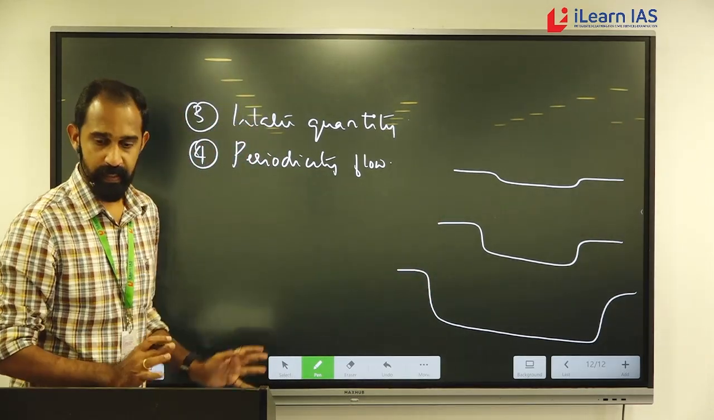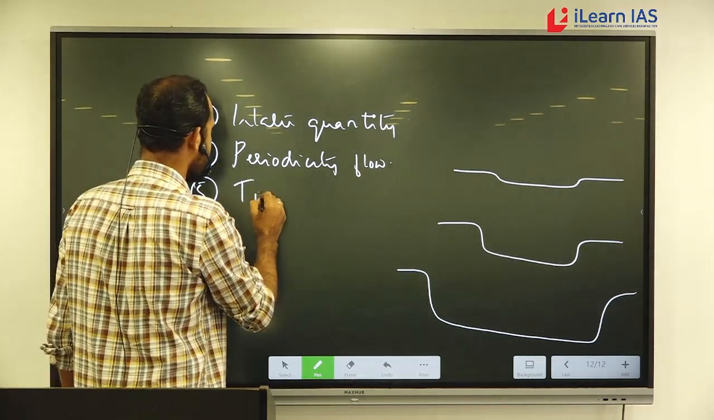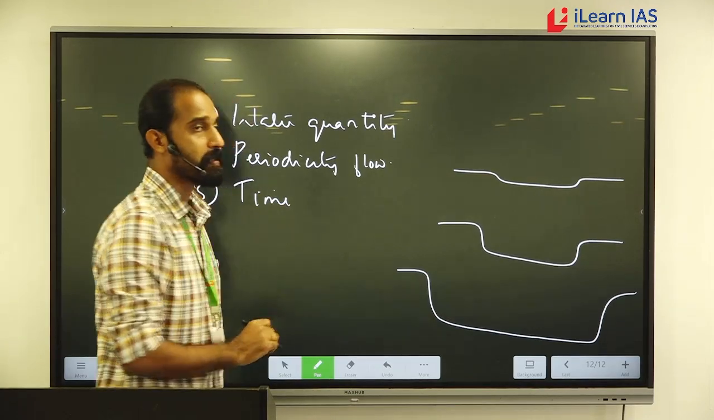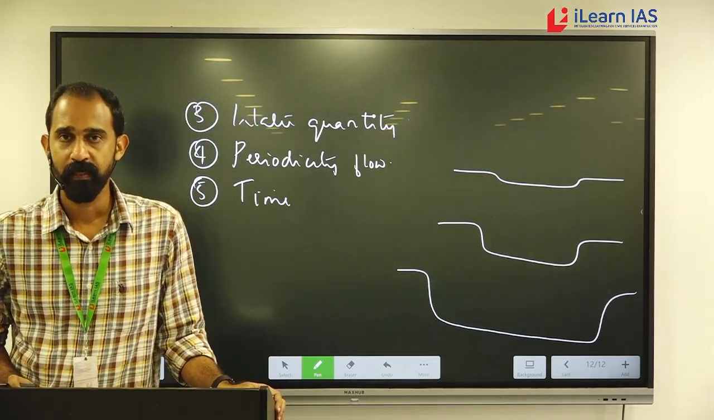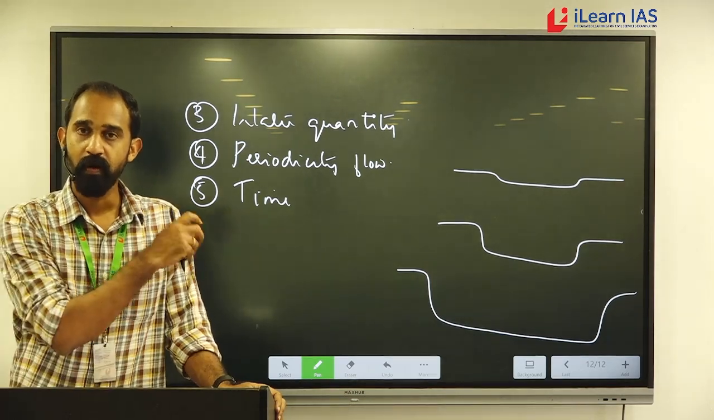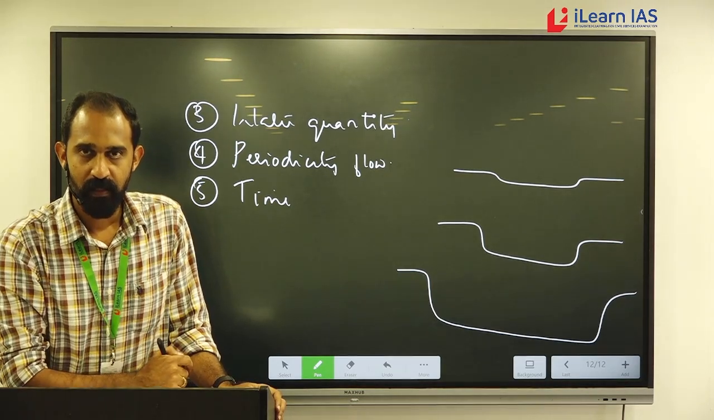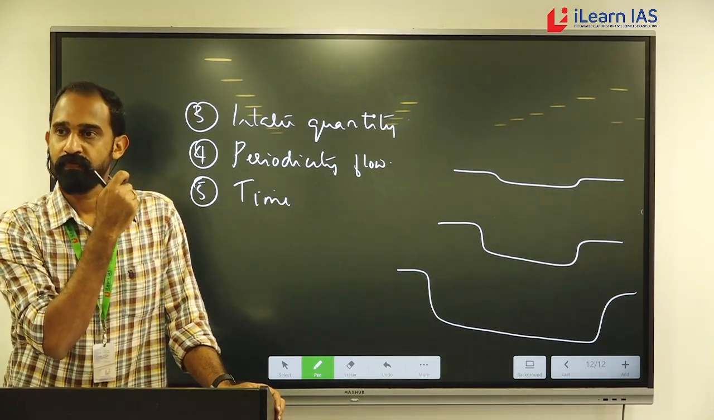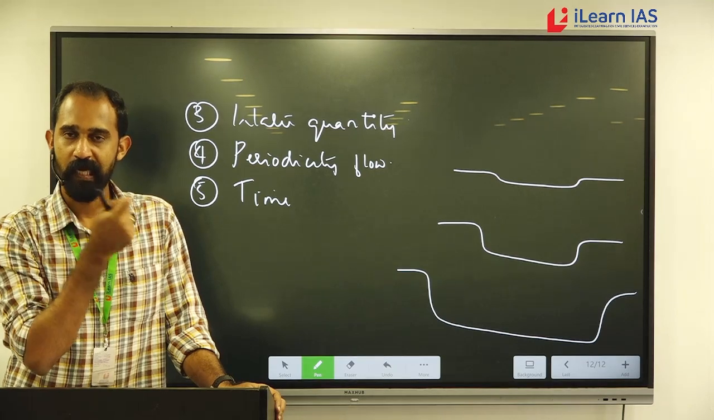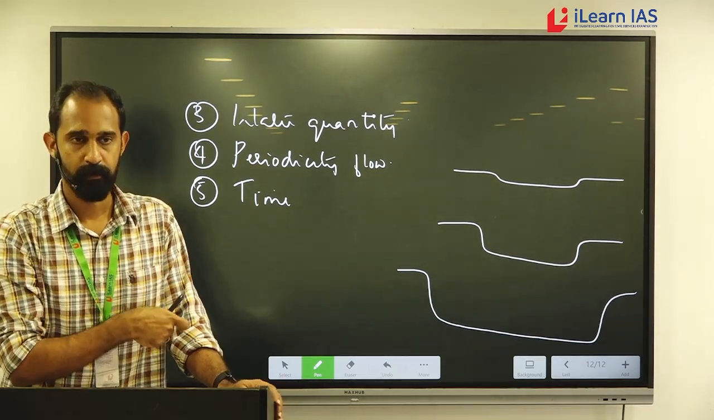So these are some of the characteristics, and one of the very, very important factors is time. Time is very, very important. Rivers require a lot of time for doing all these erosion and deposition activities. Now if you find a young river, its characteristics will be very different from a mature or an old river.